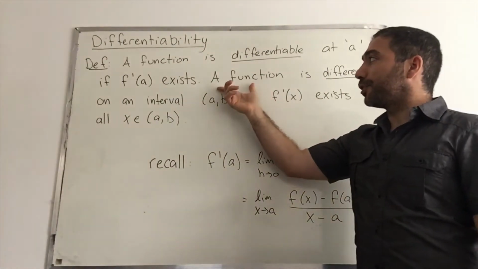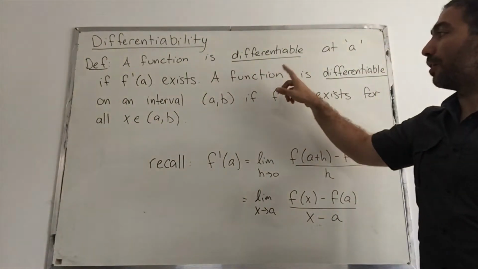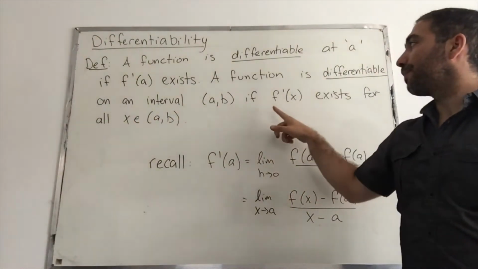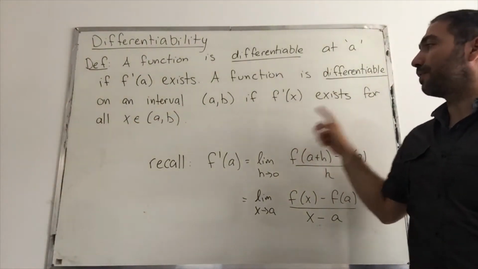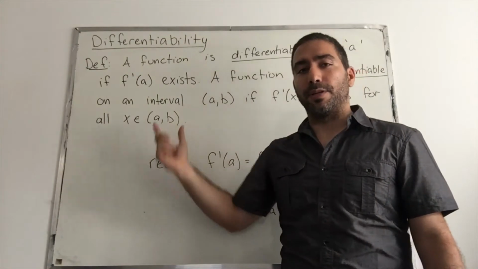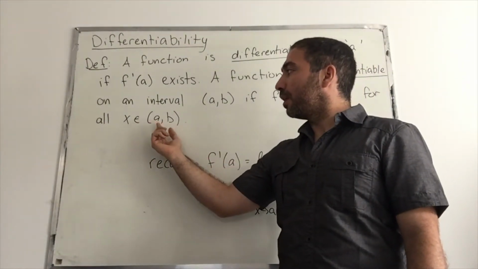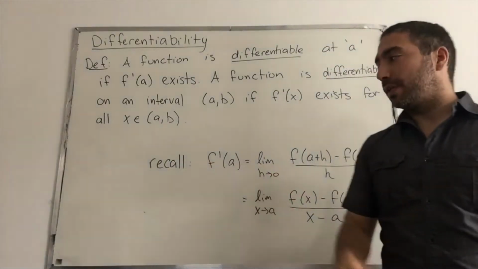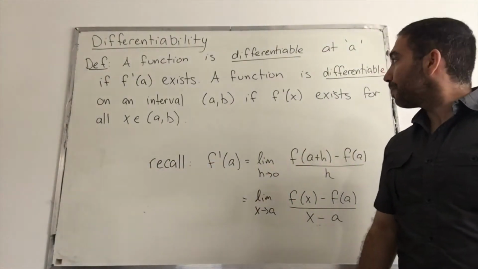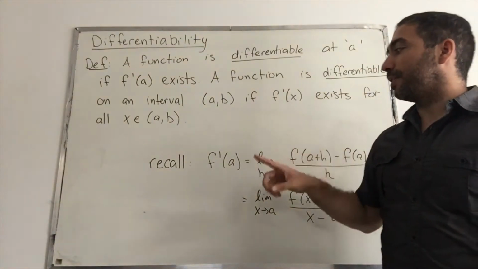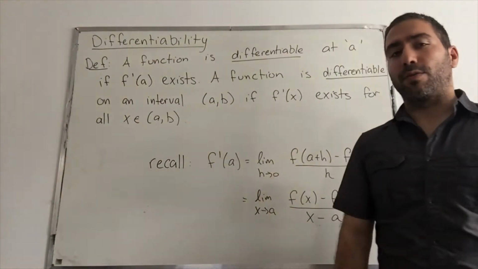Our second definition is differentiability on an interval. A function is differentiable on an interval (a, b) if f prime of x exists for all the x's in that open interval. Note that the open interval can be from negative infinity to positive infinity, so we can include infinities as well. So we have differentiability on an interval if it's differentiable at each point in that open interval.